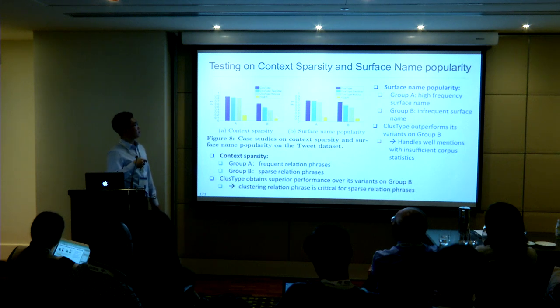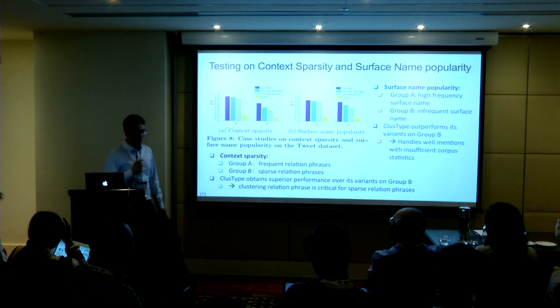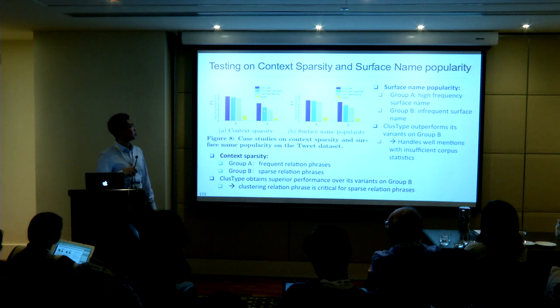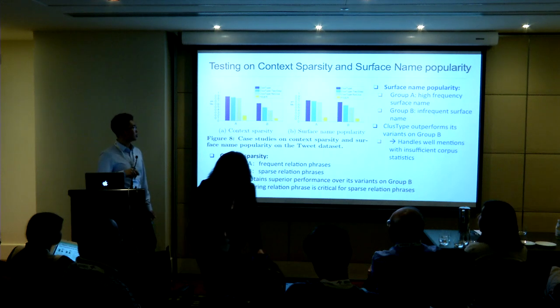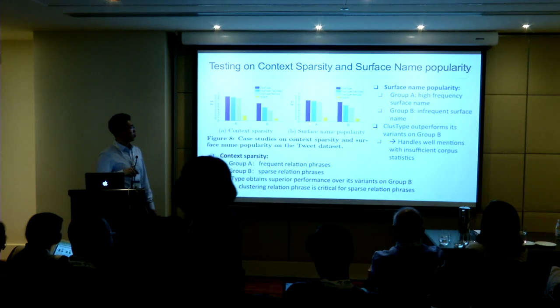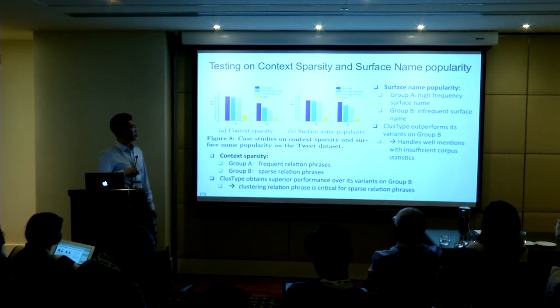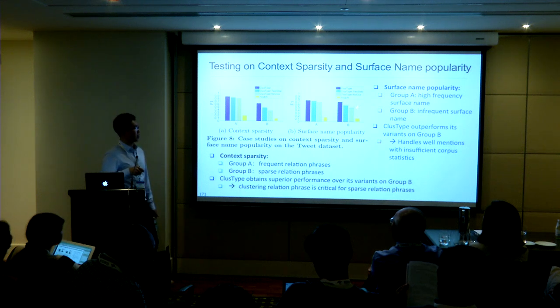And we have ClusType two steps and ClusType no clus. These two methods don't do any relation phrase clustering, and you can see their performance drops a lot. On the surface name popularity side, we partition the queries into two groups. The entity mentions in group one are pretty popular in the corpus, and in the second one they are less popular in the corpus. So you can also see there's a big performance trade-off between different methods.